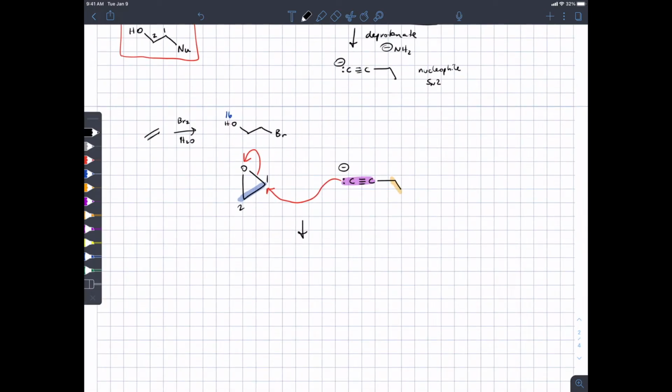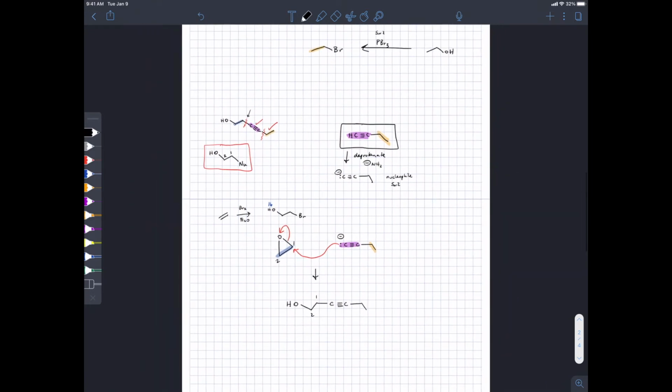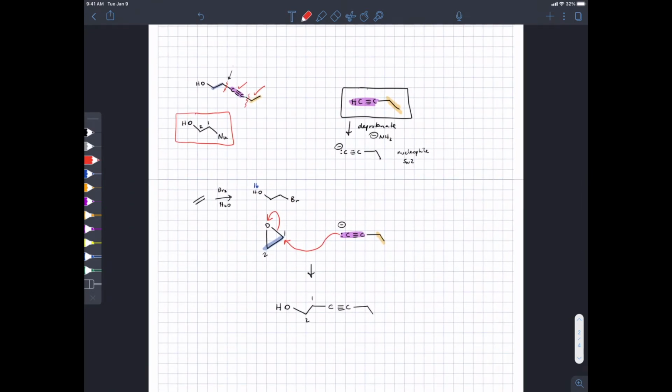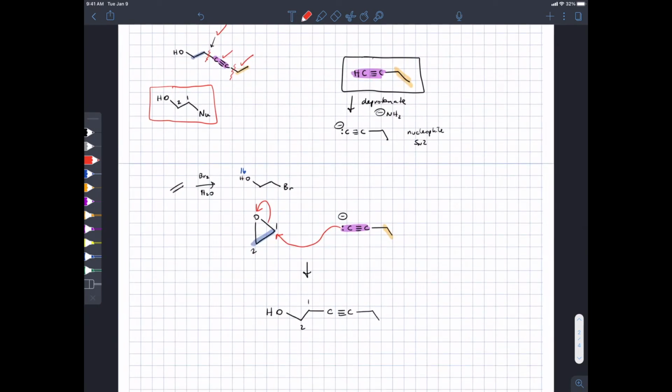That would make a new bond with carbon 1, and then carbon 2 would still have the negatively charged oxygen, which would pick up a proton from solvent or during workup. And actually, there we go. We have our product. Okay.